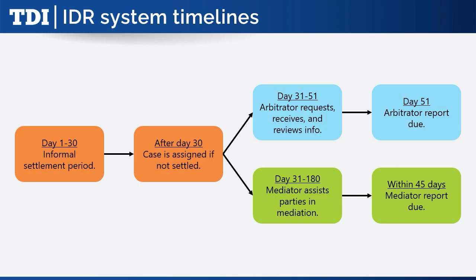So just a quick review. During the first 30 days, the timelines are the same. The request is submitted. The parties work to try to settle the request or select a mediator or arbitrator. If the request isn't settled and a mediator or arbitrator is not selected, the case is assigned by TDI, and then the arbitration is completed by day 51, and the mediation is completed by day 180.